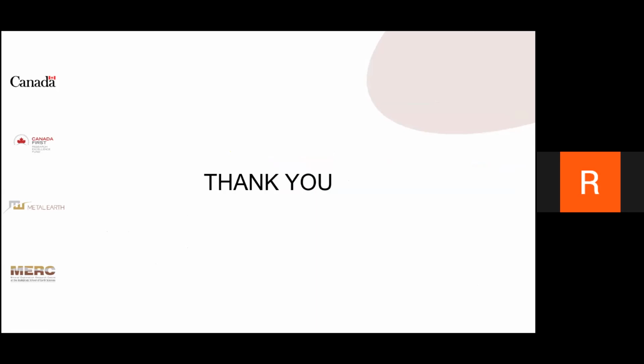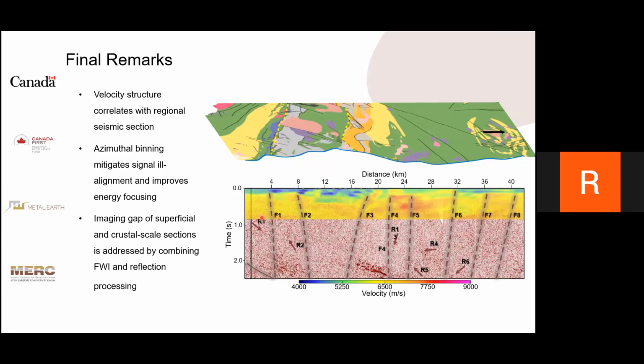There's a couple of questions here in the chat room. Is there any reason why the legend goes to 9,000 meters per second? Wouldn't 7,700 in the red zones already be too high for such shallow depth? And in brackets, are there any ultramafics here? Yes, there are a lot of ultramafics in the area, but maybe you can address the rest.